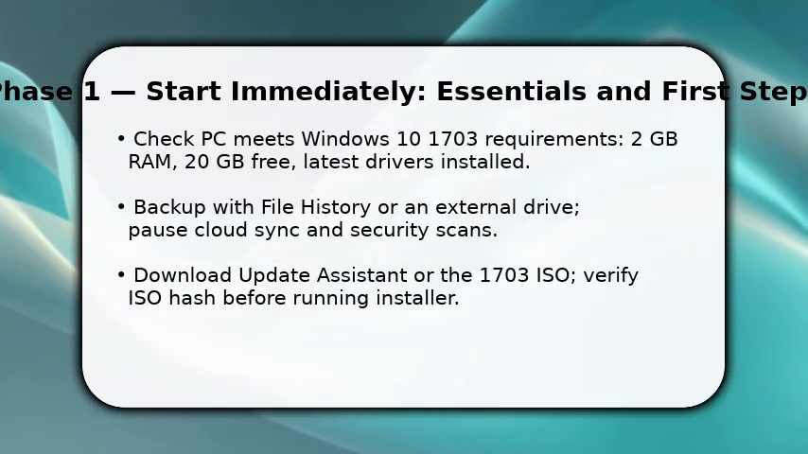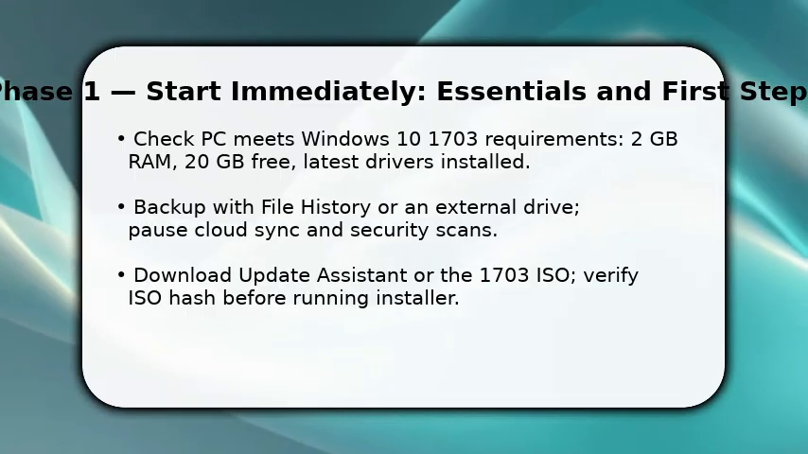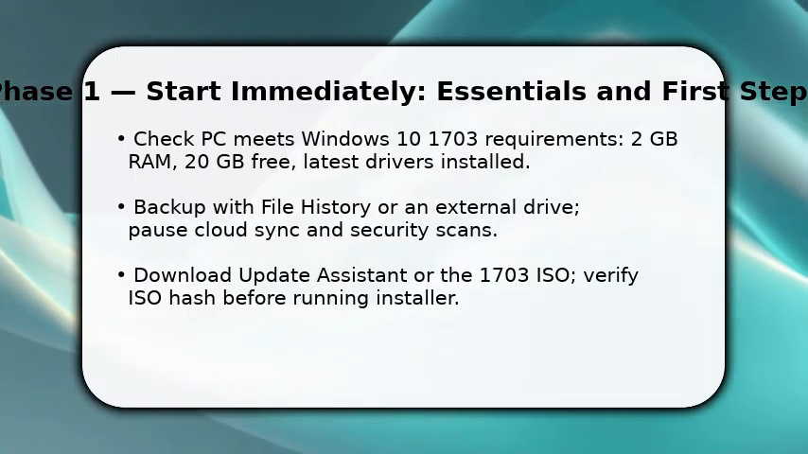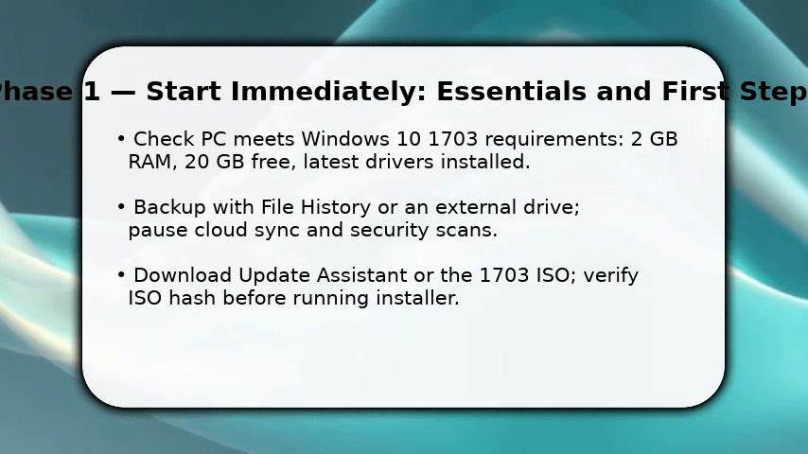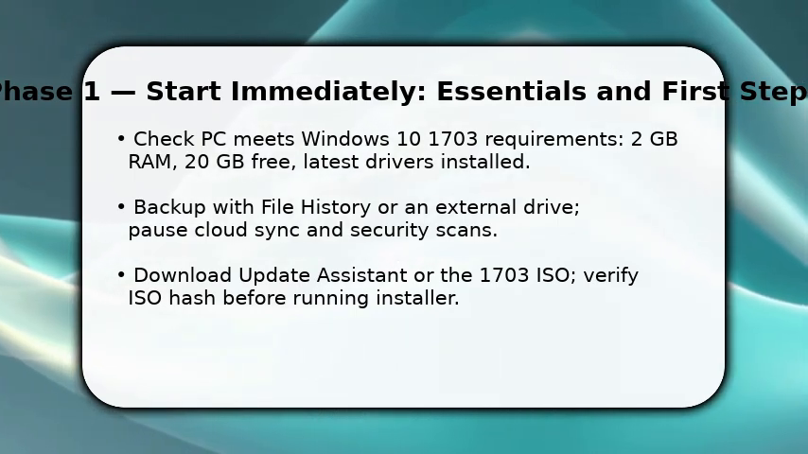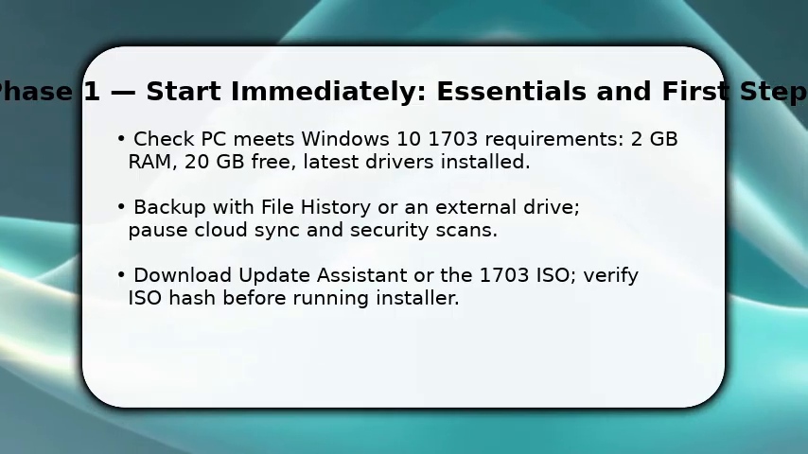avoid interference. Now download the Windows 10 Update Assistant or the official 1703 ISO image and verify its hash. Make sure the account has admin rights, then run the Update Assistant to begin the in-place upgrade.